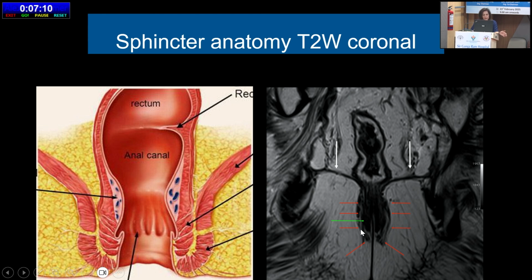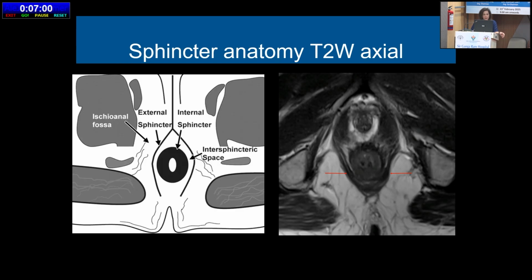And in between the internal sphincter and the external sphincter, you have the intersphincteric space. So nothing is left to the imagination. You can see the anatomy really, really well. The same thing in the axial plane.